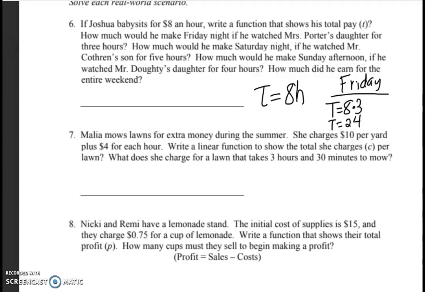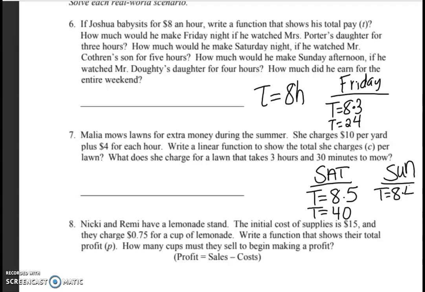How much would he make Saturday night if he babysat Mr. Cochran's son for 5 hours? Your total equals $8 an hour times 5. So he would make $40 on Saturday night. How much would he make Sunday afternoon if he watched Mr. Doty's daughter for 4 hours? So for Sunday, $8 an hour for 4 hours, $32.